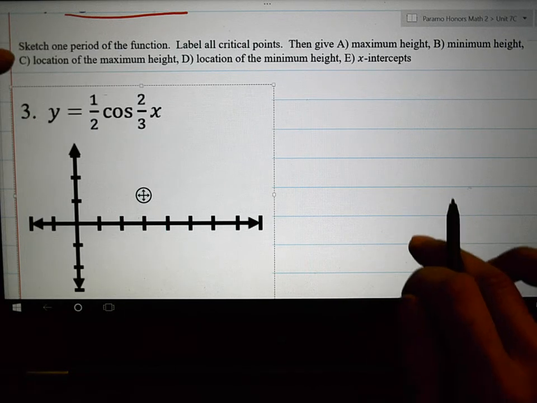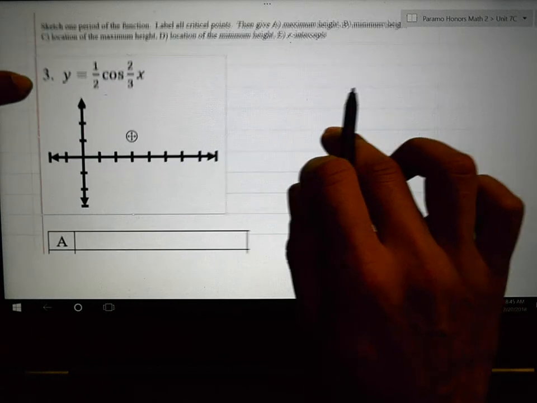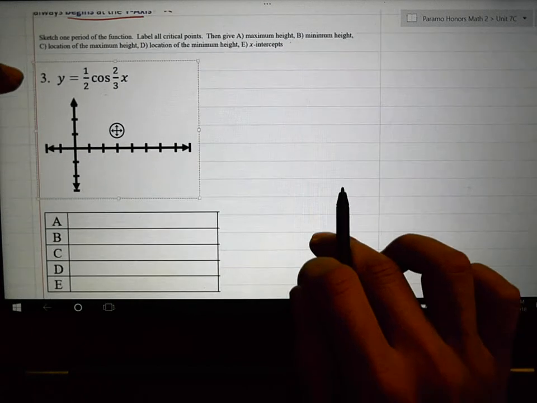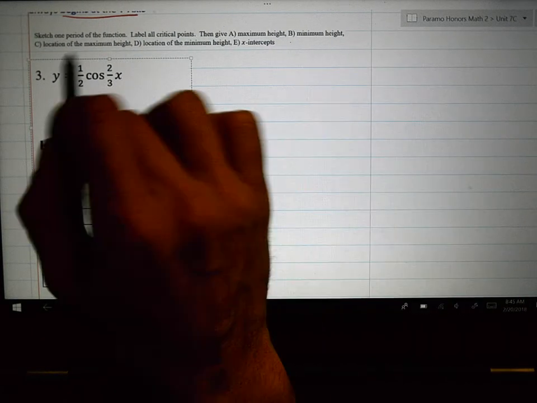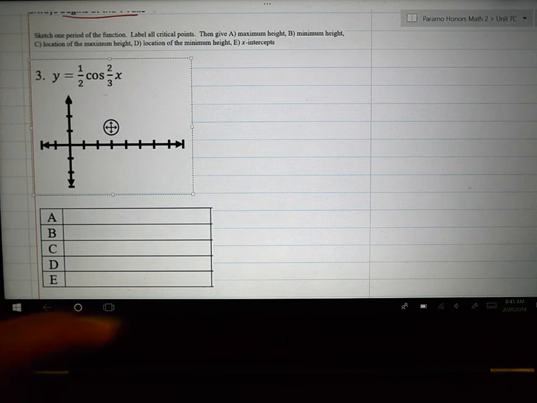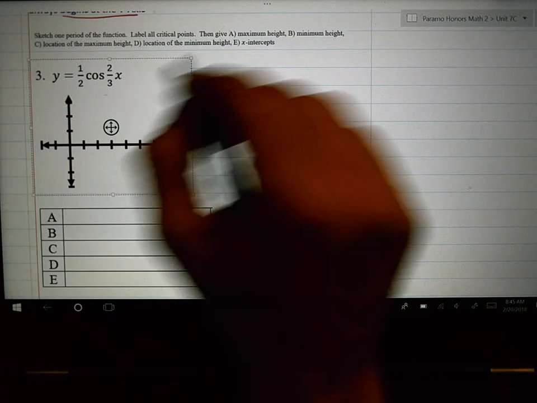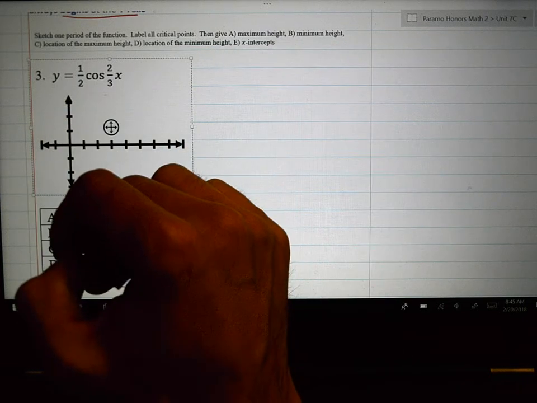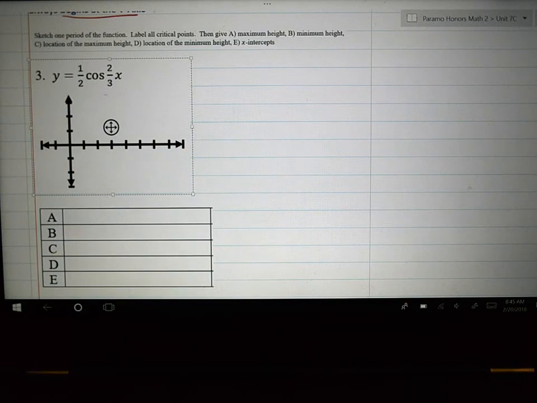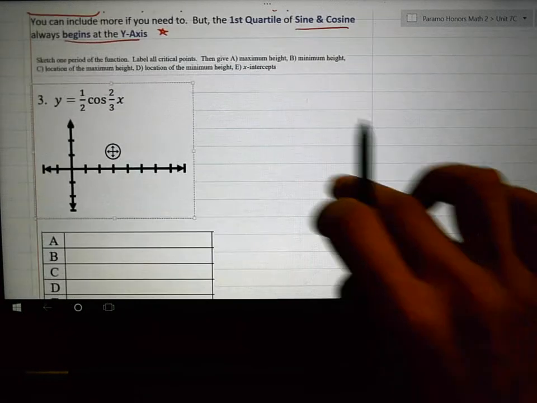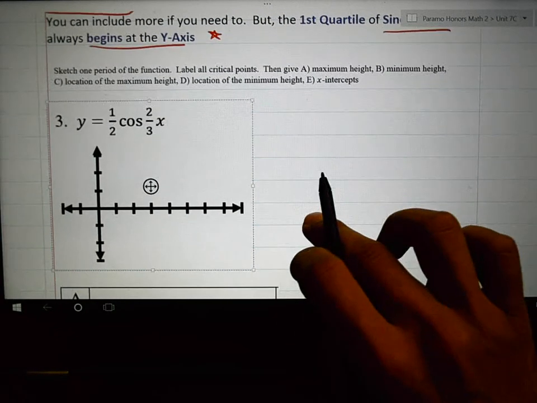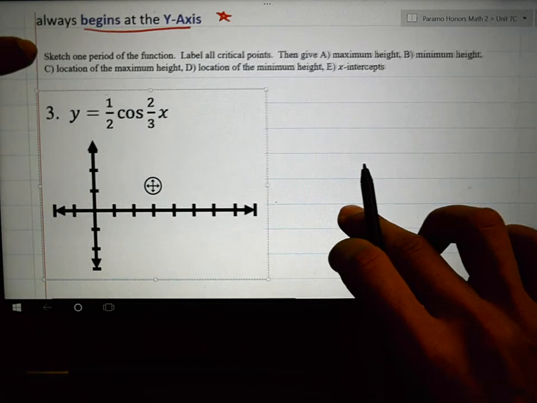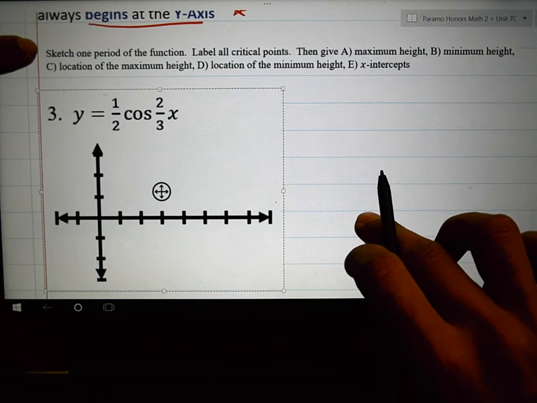The first thing I want to point out to you about number 3 is that they have A through E. You're going to graph it, and then you're supposed to find certain points. So we're going to graph it, and then we're going to figure out what A, B, C, D, and E are. I would recommend ignore A, B, C, D, and E, and I would just start to graph the same way that we did before.